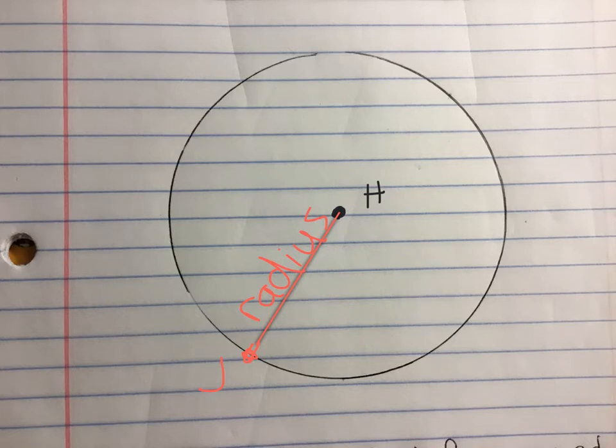The radius is going to be half of another word that I had you write in there. No matter if I'm at this point on the circle, or if I draw my radius from this into the center, or if I draw my radius from here to here, it's going to be the same distance no matter what. It's always going to be the same distance. So we can name this circle H has a radius of JH.